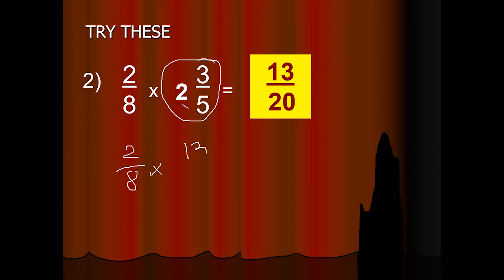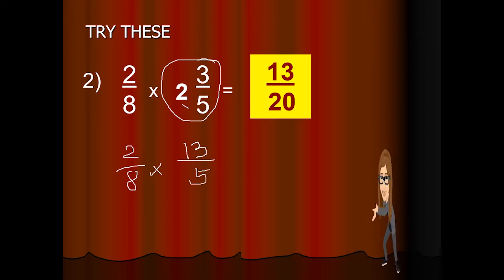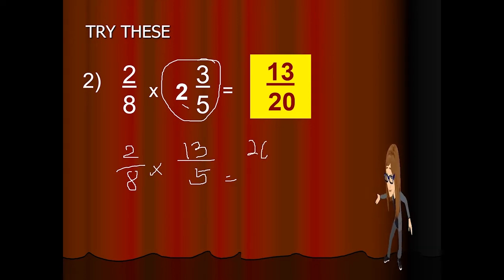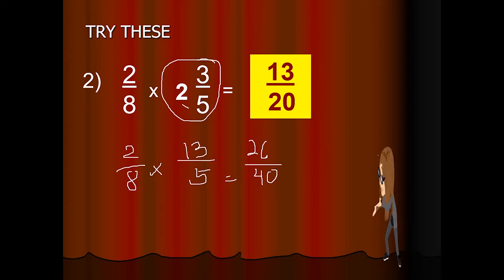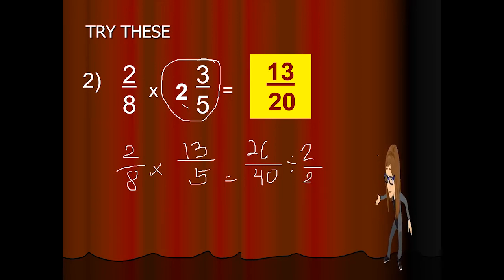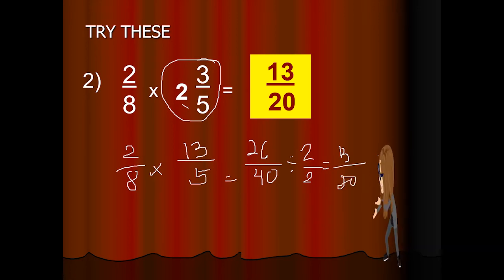Now let's multiply. 13 times 2 is what? 13 times 2 is 26. And then 5 times 8 is 40. Or 8 times 5 is 40. So what are the common factor for 26 and 40? We have 2. So we need to divide this by 2. So 26 divided by 2 is 13. And then 40 divided by 2 is 20. So your answer is correct.